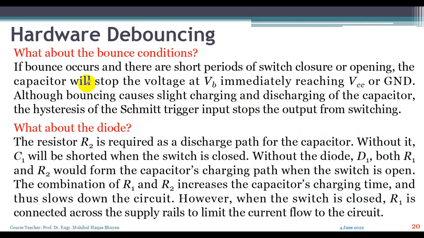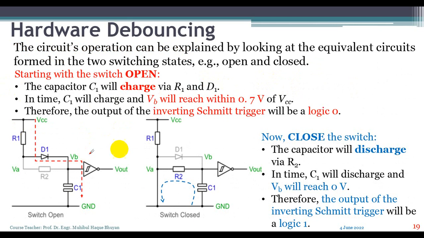If bounce occurs and there are short periods of switch closure or opening, the capacitor will stop the voltage at VB from immediately reaching VCC or ground. When there is bouncing, the capacitor will stop the voltage at VB. That means the voltage at this point will be held because of charging and discharging. Because a capacitor cannot charge and discharge quickly, it takes time. Instantly, it cannot charge or discharge. So the state remains the same.